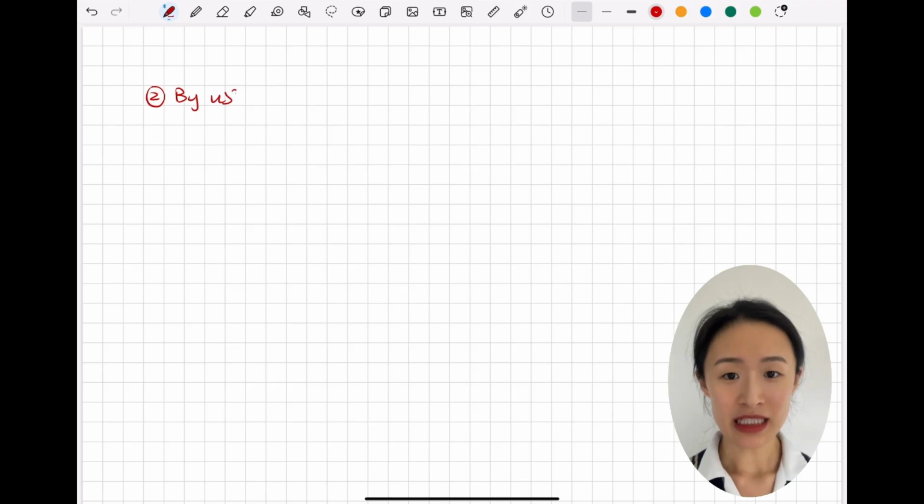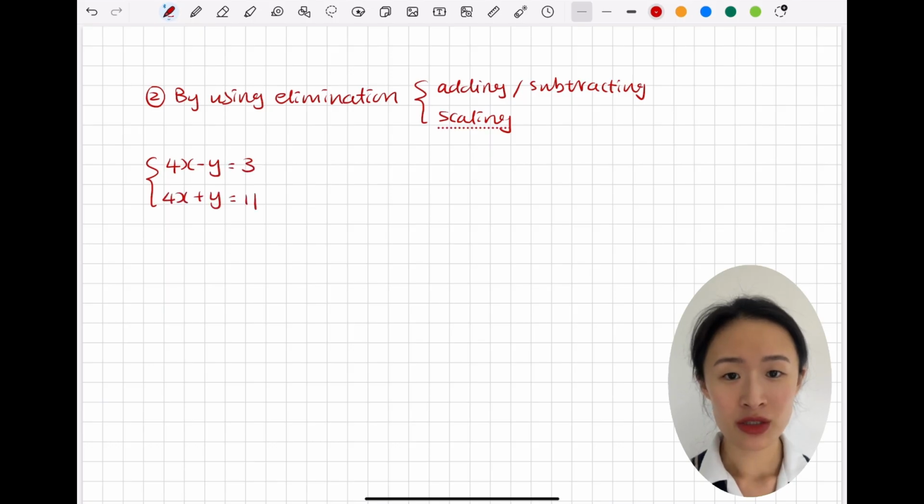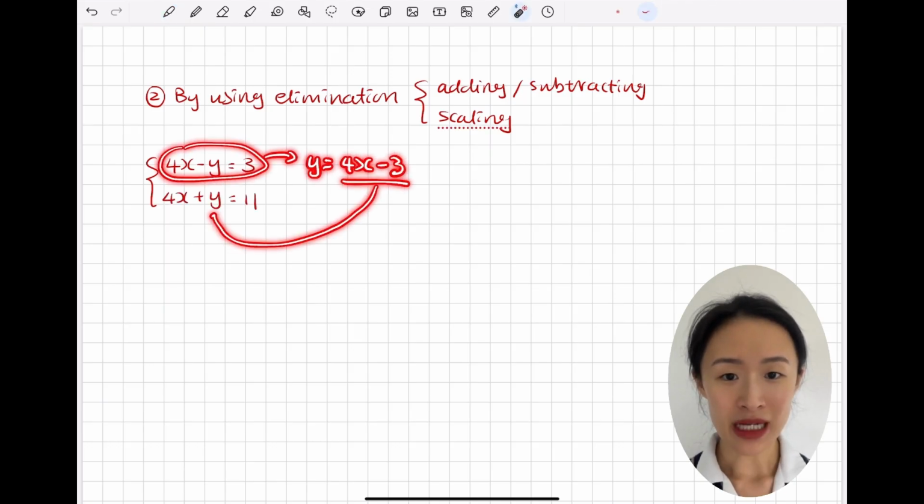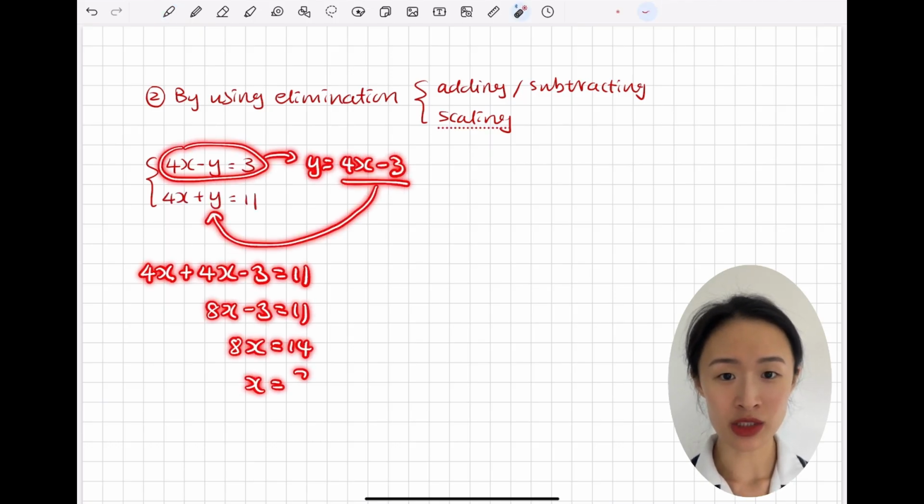Now moving on to the second method, elimination. We can do this by adding or subtracting or scaling. I'll show you what I mean. Now let's look at the first example. With this question, of course we can use the same method, make y the subject and then substitute into our second equation, like what we did before. But is it the most efficient way to do it?